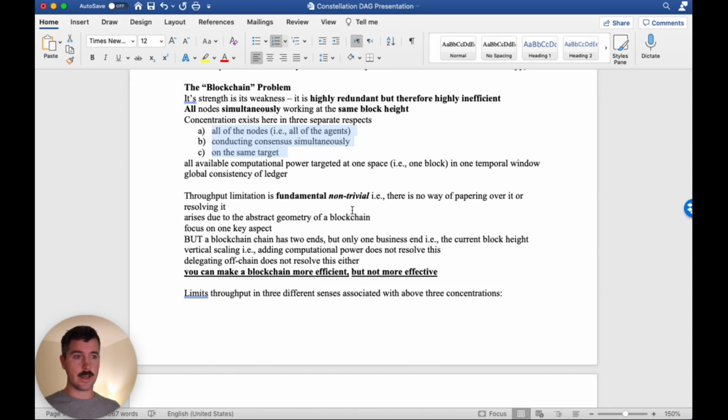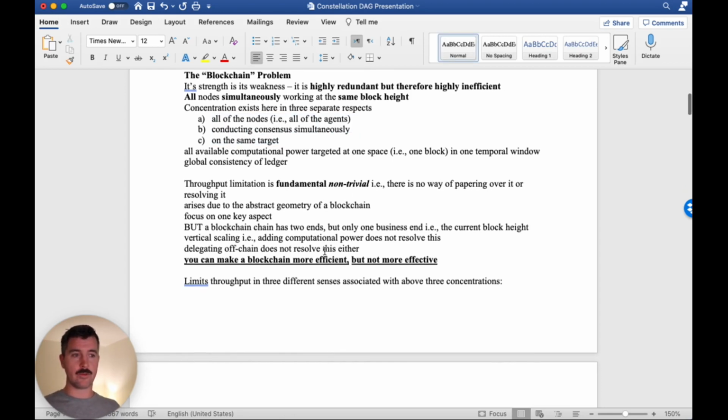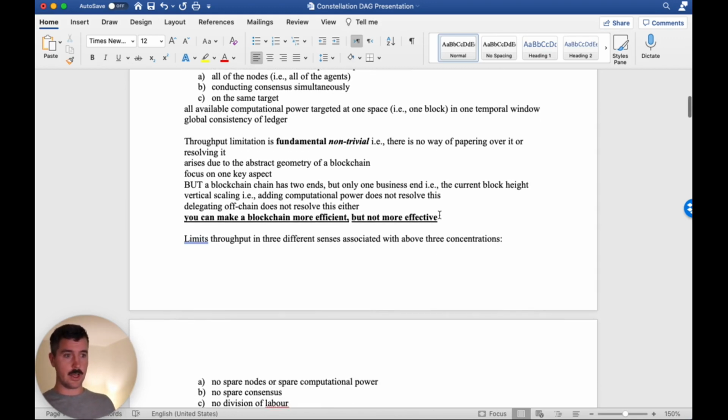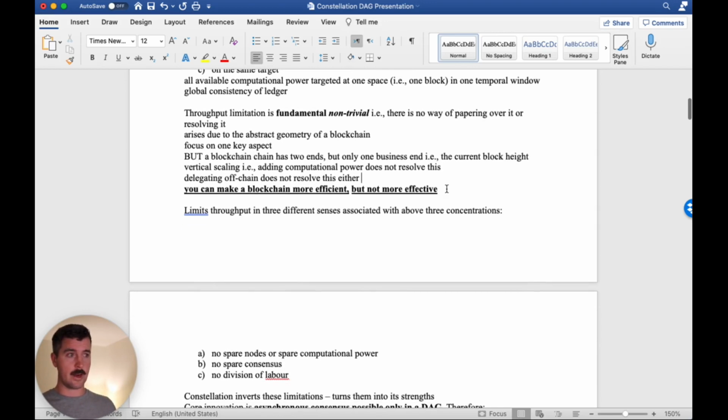Likewise, you can delegate the computational work off-chain, and perform consensus on smaller amounts of data or more compressed hashes of that data. But you still haven't resolved this fundamental problem. You've just made the blockchain more efficient, but you haven't made it more effective, right? You cannot circumvent this limitation. It is baked into the geometry of blockchains and is going to exist regardless of how much computational power you add to the network.